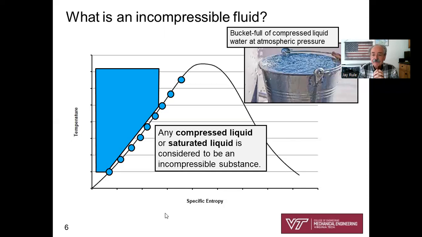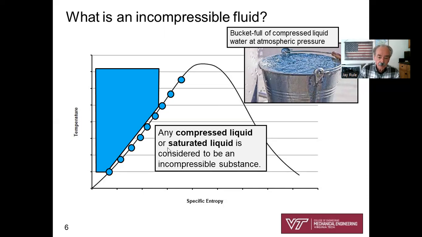That must also mean that the specific volume is constant. Rho is 1 over specific volume. The volume can't be decreased anymore, no matter what pressure you put on it. It's incompressible, constant density, constant specific volume. And here's a great example for me of an incompressible fluid. It's a bucket of water.